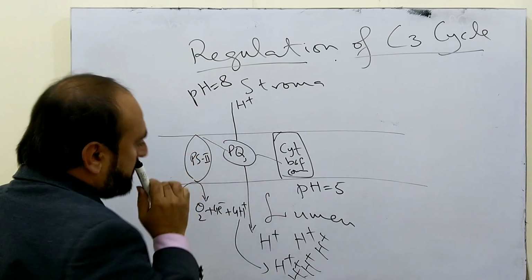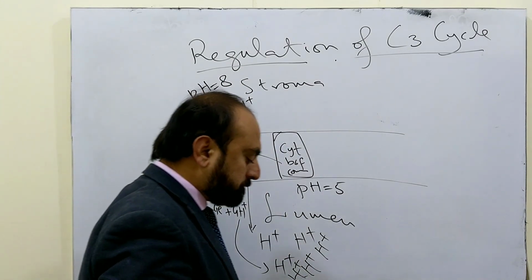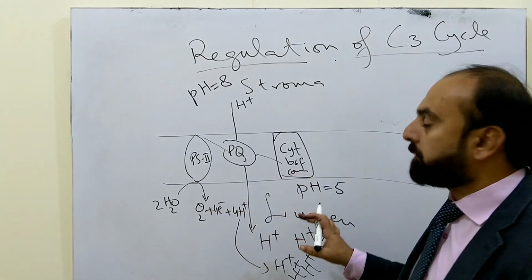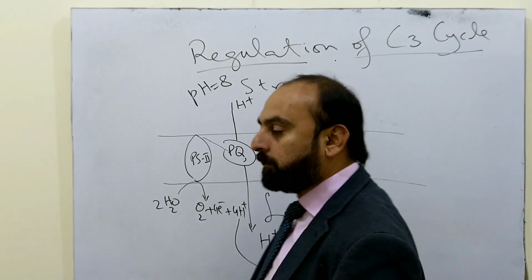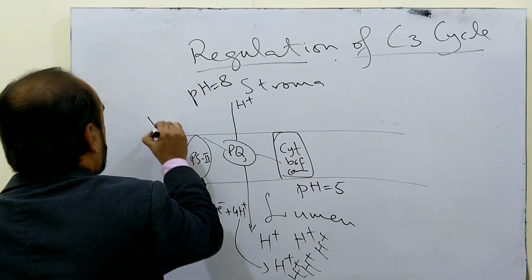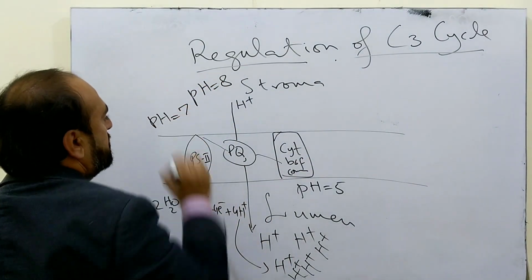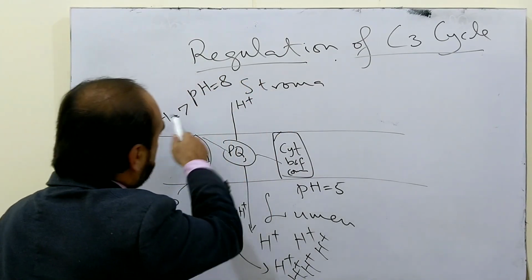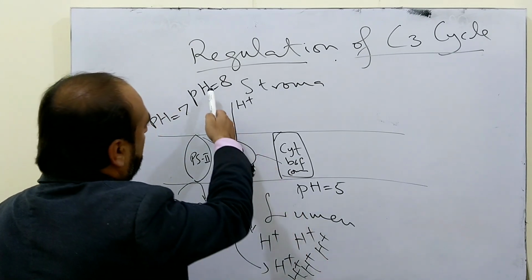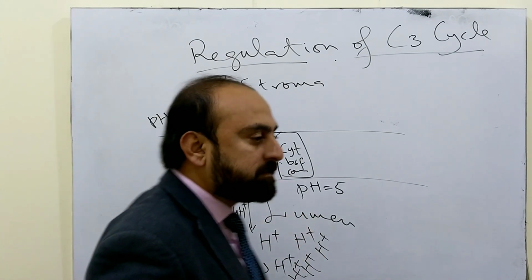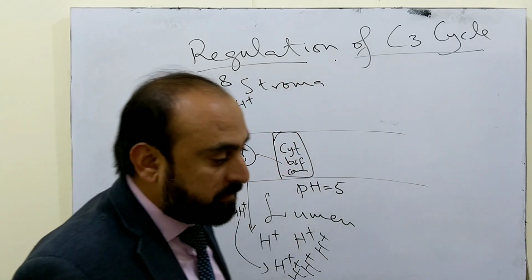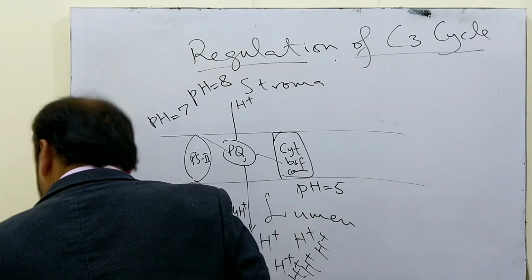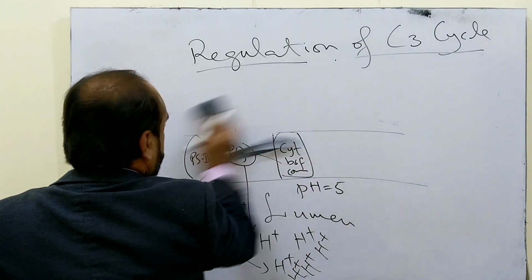So pH 8 means that light reaction is being performed actively. So Rubisco enzyme is acting, and pH 7 means the Rubisco is inactive. So neutral pH means the enzymes are inactive, whereas pH 8 means that the enzymes are active. So this is one way Calvin cycle is regulated by light or light reaction.